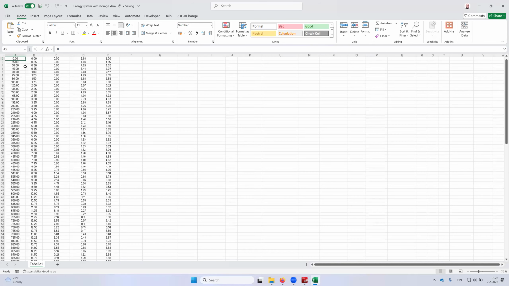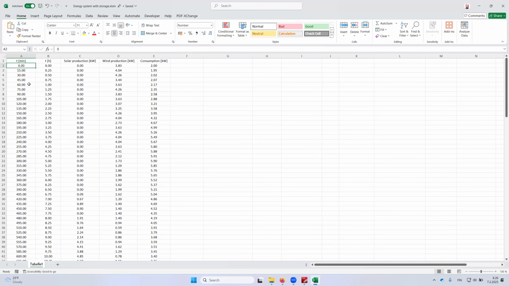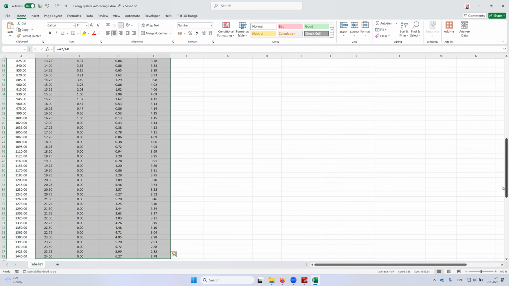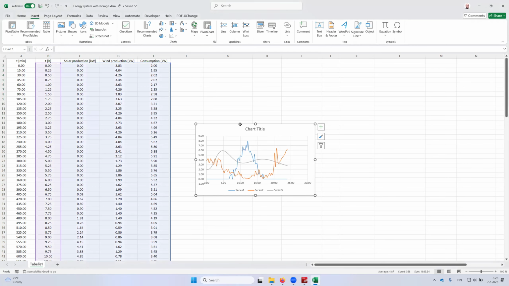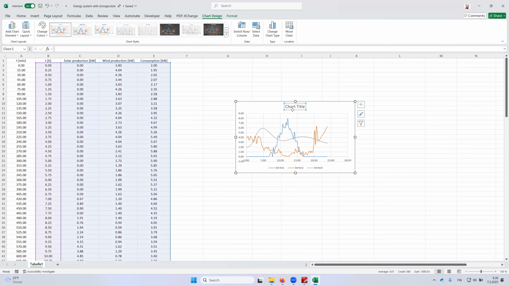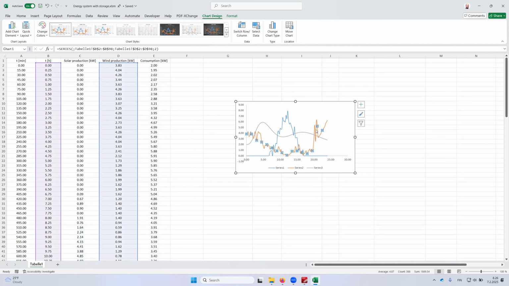In here, we can see that we have time. It's in minutes, and in here it's converted to hours. And then we have solar production, wind production, and consumption. If I'm going to draw these, it looks something like this. There's the solar production in blue, there's the wind production in orange, and this is the consumption.